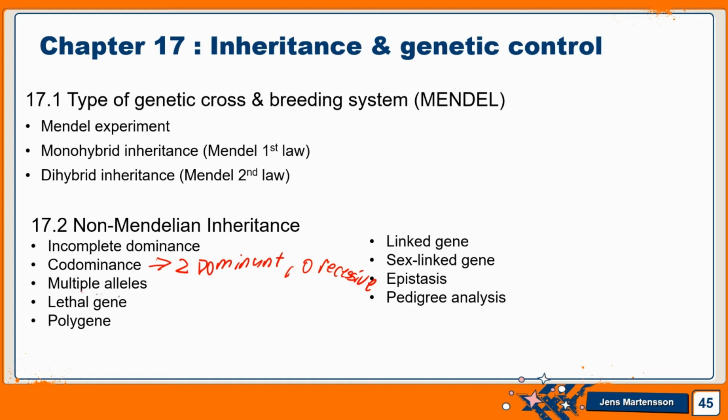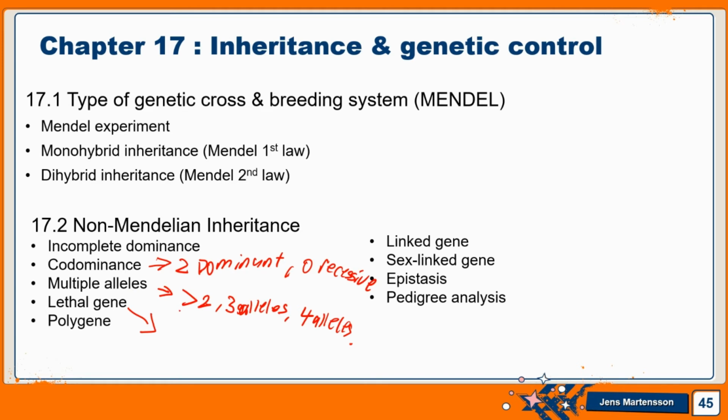And another is multiple alleles. Mendel said that one gene has only 2 alleles. But in such cases, there are more than 2. Maybe 3 alleles, maybe 4 alleles, we don't know. Such cases, and there are examples. You have to know the examples: which example obeys codominance, and which example obeys multiple alleles.